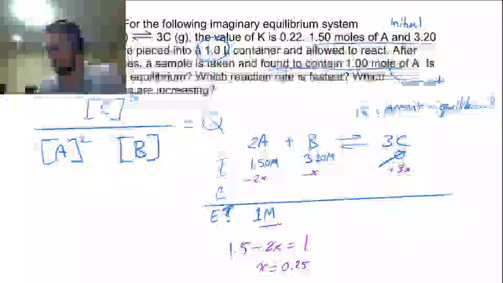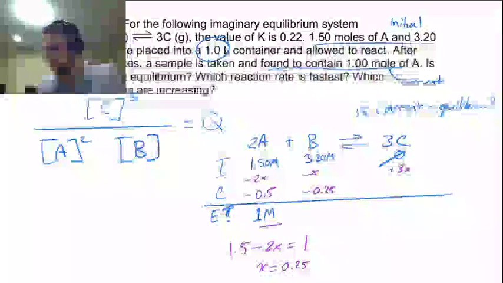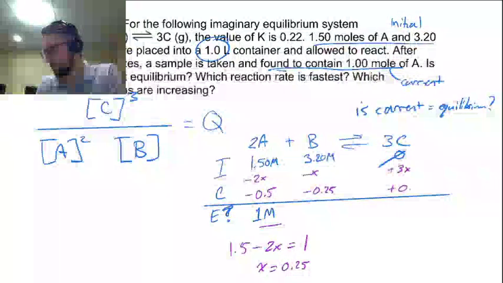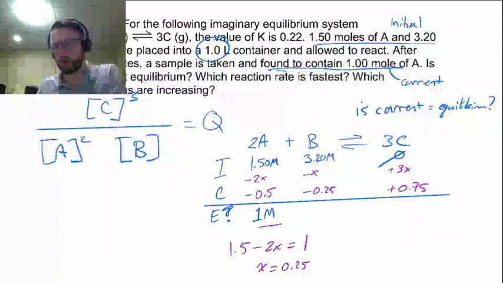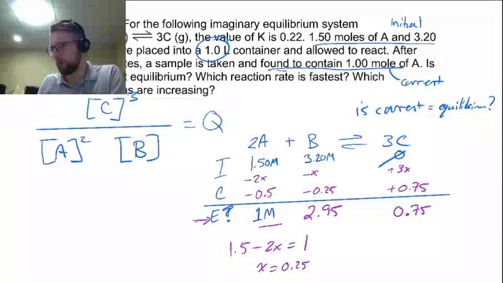So minus 0.5. That means this is minus 0.25, and this is plus 0.75, because there are 3 of those x's there. So this change leaves us with 2.95 here, and over here we have 0.75. And now we're going to take these concentrations and pump them into this equation.